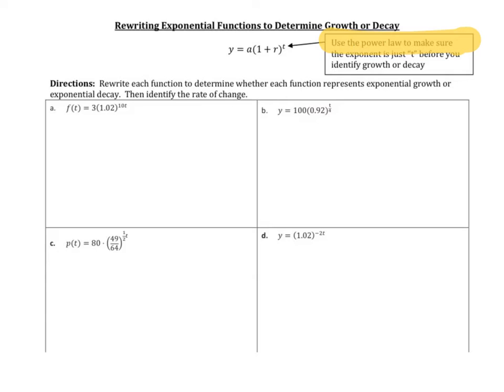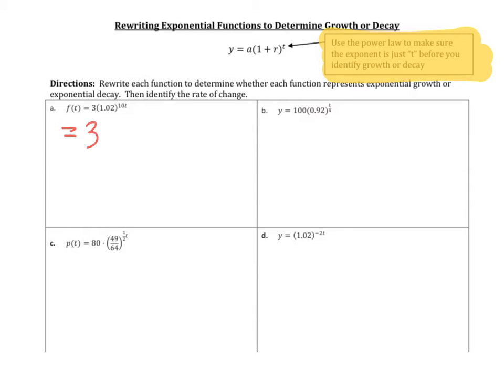Use the power law to make sure the exponent is just t before you identify growth or decay. Highlight that, star that. That is the key. You cannot answer question A until this t is by itself. Let me repeat. You cannot answer whether this is growth or decay until you get this exponent t by itself. And again, we spent weeks doing this. So how do you clean it up? Maybe you don't remember. That's why we're reviewing.